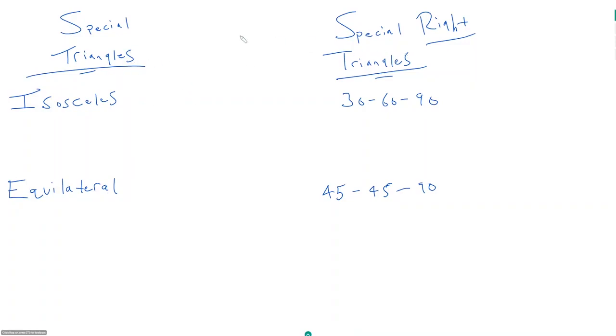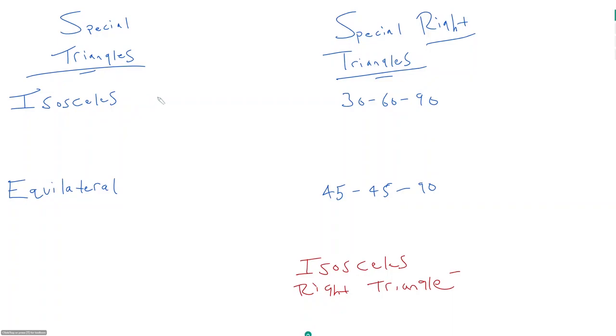And I have divided our special triangles into two categories: just regular special triangles, and then here, special right triangles. I didn't want to call these over here special non-right triangles, because it actually is possible that you can have an isosceles right triangle. We'll talk about that in a second. I'm going to write this here as a reminder to myself. So our special right triangles are necessarily right triangles.